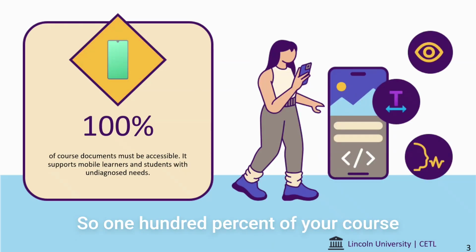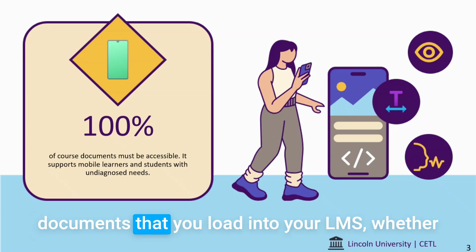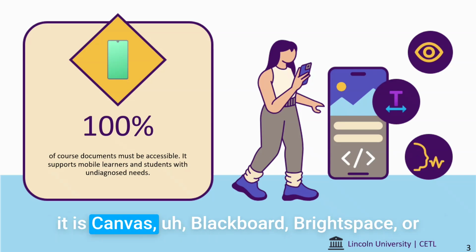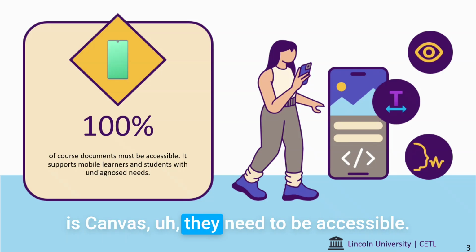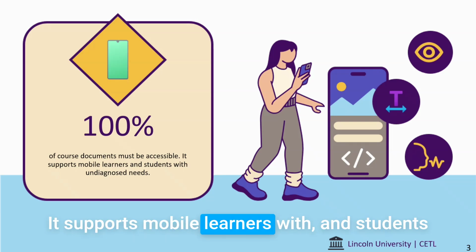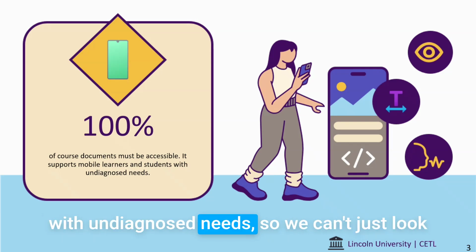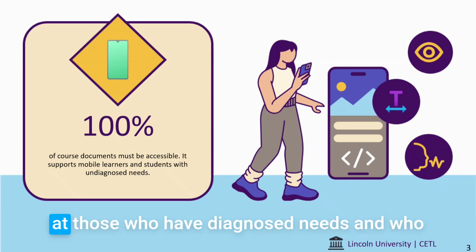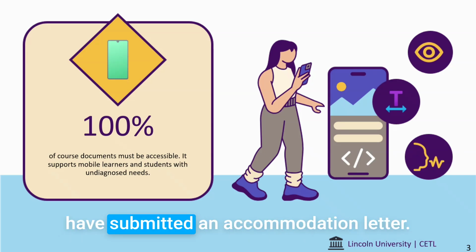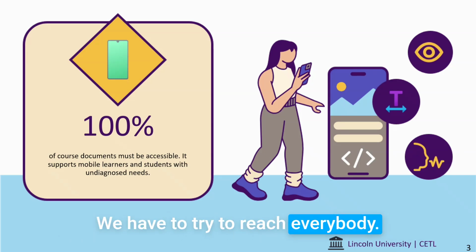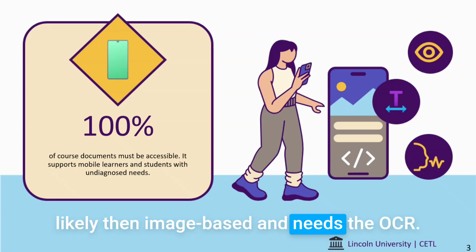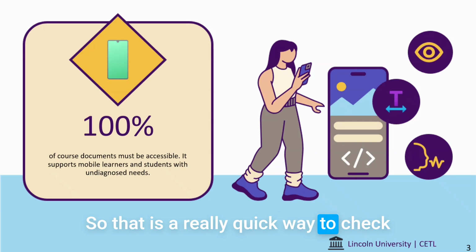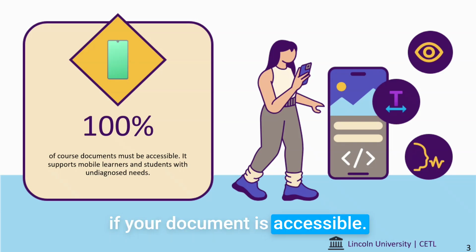100% of your course documents that you load into your LMS, whether it is Canvas, Blackboard, Brightspace, or whatever it might be, in our instance Canvas, need to be accessible. It supports mobile learners and students with undiagnosed needs. We can't just look at those who have diagnosed needs and who have submitted an accommodation letter. We have to try to reach everybody. If you cannot select text in a PDF, it is most likely image-based and needs OCR. That is a really quick way to check if your document is accessible.